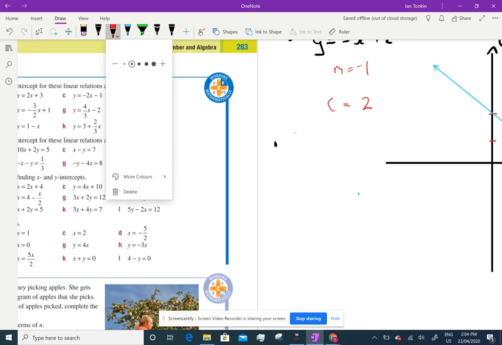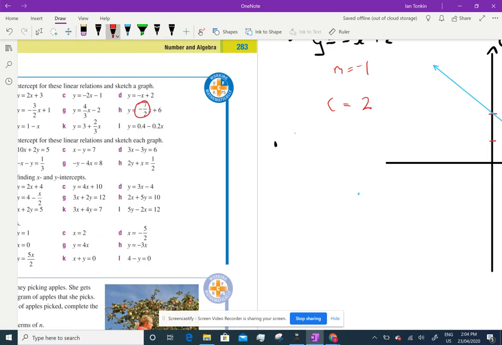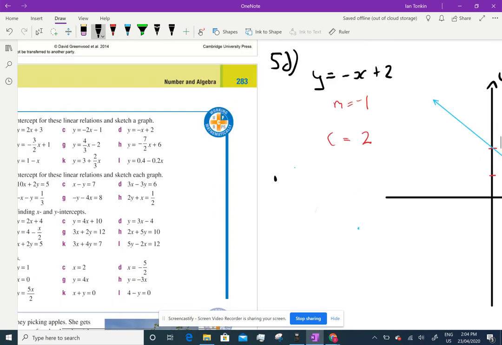So in each of these, you've got a gradient and a y-intercept. L is a bit different, so I will do L. You go and have a crack at it and see if you can do it. And then I'm going to do it here.